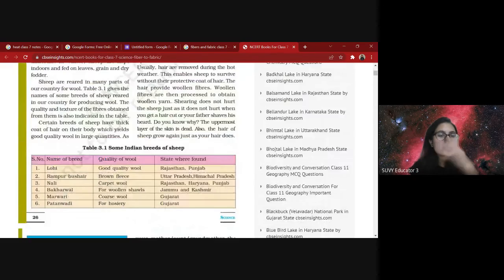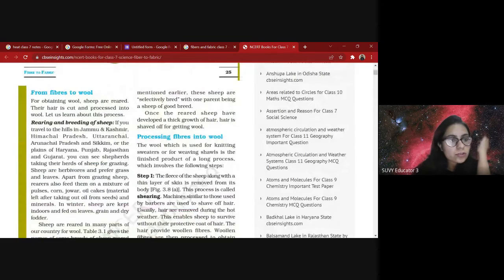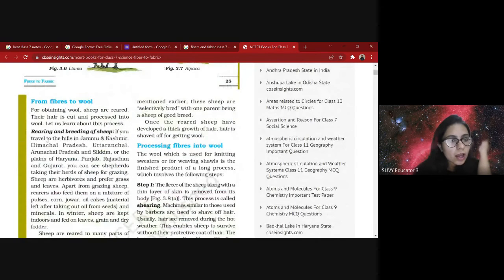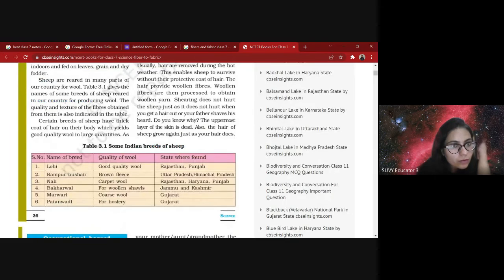Now, there are some terms which are important in this chapter. These are the terms of the rearing and breeding of sheep. What does it mean? See, these kinds of sheep are obtained in the regions of Jammu and Kashmir, Himachal Pradesh, Uttaranchal, and the plains of Haryana, Punjab, Rajasthan. These are the areas where you can find these animals, from which we obtain wool. Sheep are reared in many parts of our country for the production of wool.